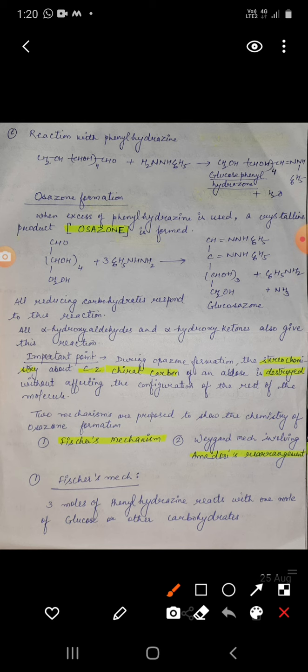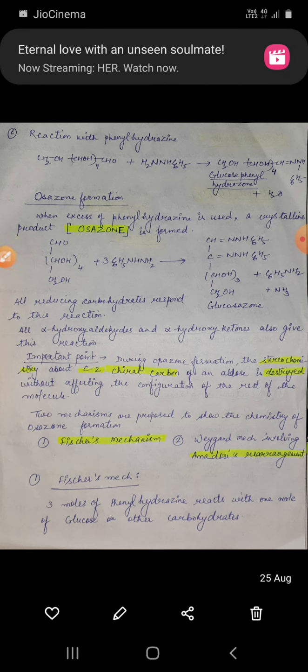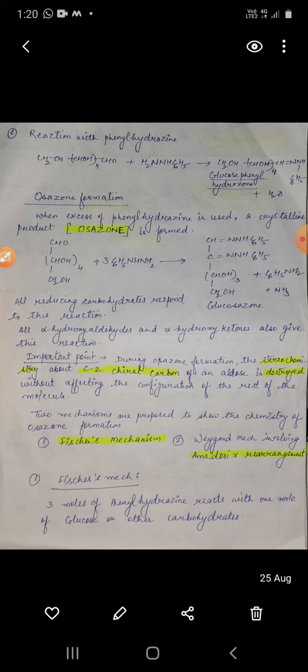Osazones are bright yellow crystalline compounds. They are solid molecules, and it is a very typical reaction given by carbohydrate molecules, mostly monosaccharides. In osazone formation, this is a reaction with phenylhydrazine, but in this case we do not use a restricted amount of phenylhydrazine, rather we use excess of phenylhydrazine.